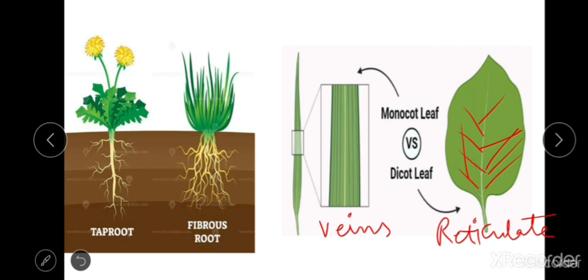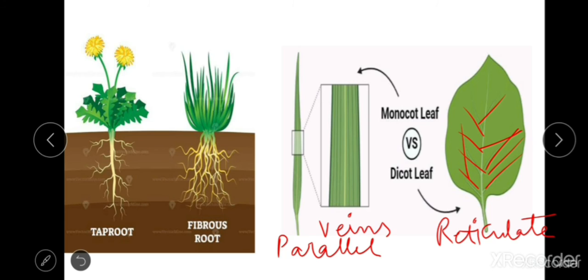These types of veins are called reticulate veins. Here let me just write parallel veins. So a monocot leaf shows parallel venation and a dicot shows reticulate venation. Reticulate means network-like veins.